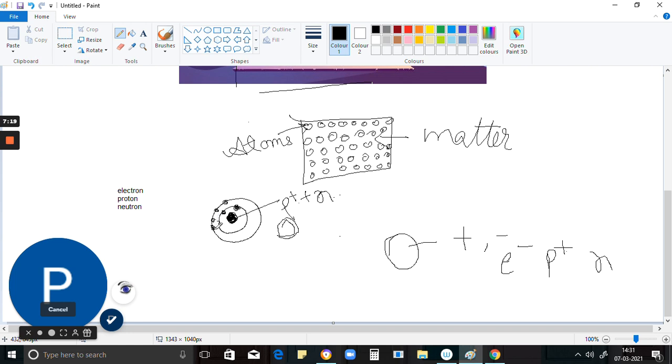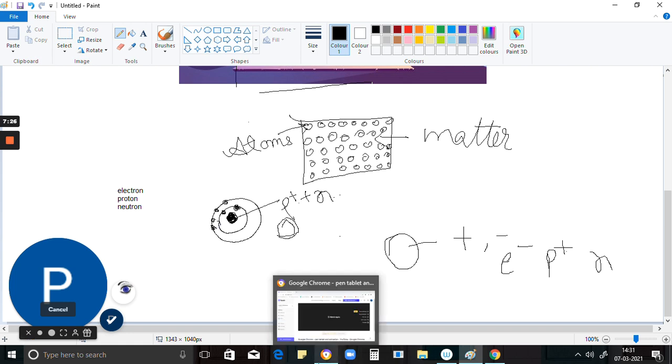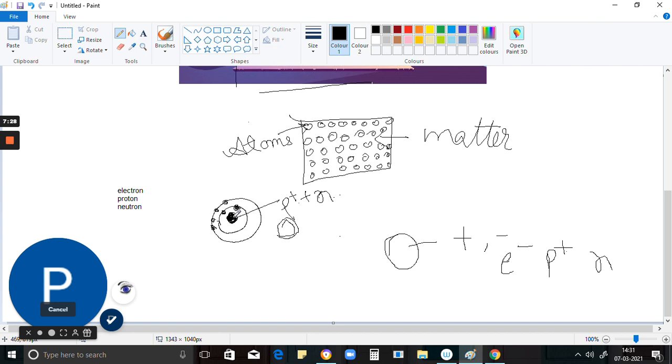Doesn't it sound a little bit similar to our solar system? It is just like the sun and the planets revolving around it. Even science is like that. Very similar, very fun, very realistic. So this is the nucleus, and this is the inside of an atom, guys.